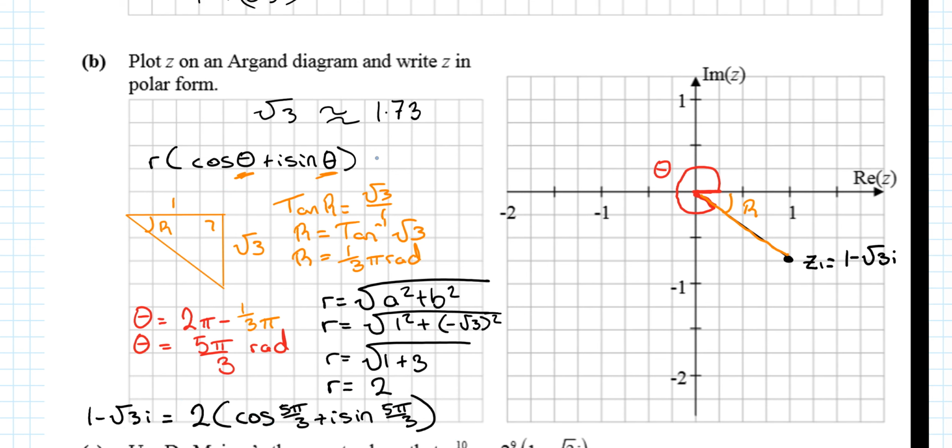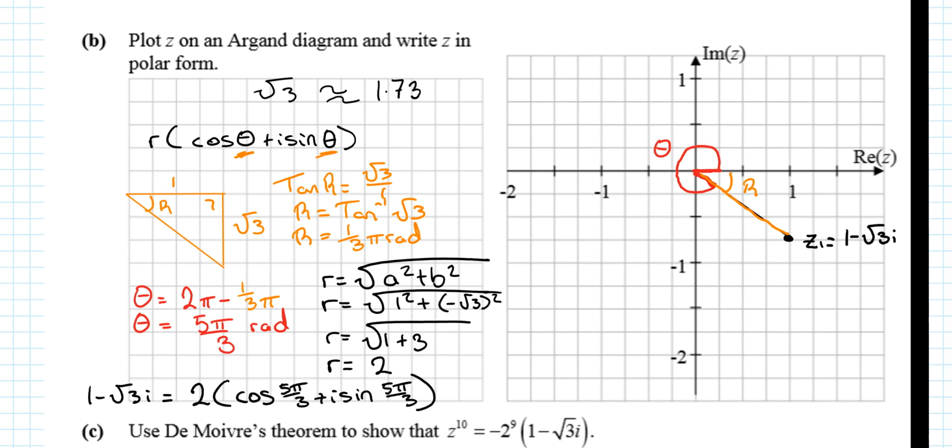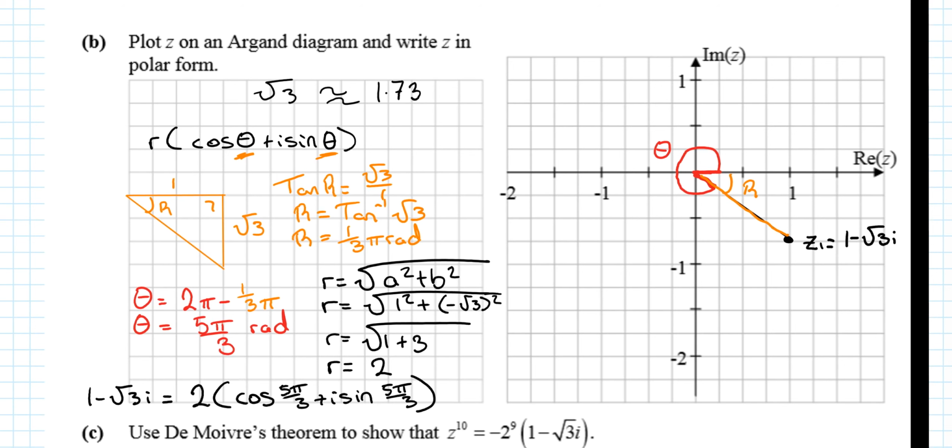The next part of the question is a bit trickier. If I was going to describe it, it's a bit of a strange question, to be honest. We're going back a while now, 2013, so I do find the further you go back, the stranger the questions are. So I use the Modulus theorem to show that z to the power of 10 is equal to this thing here.